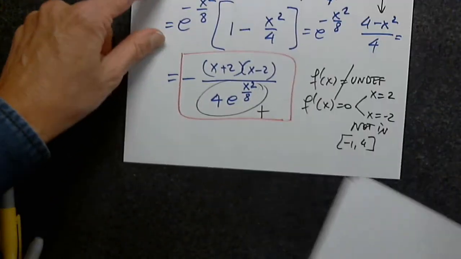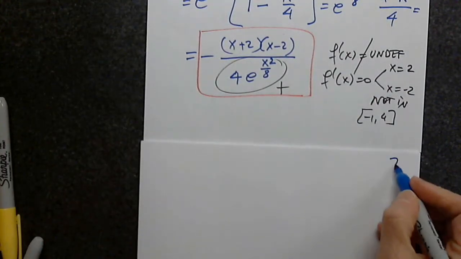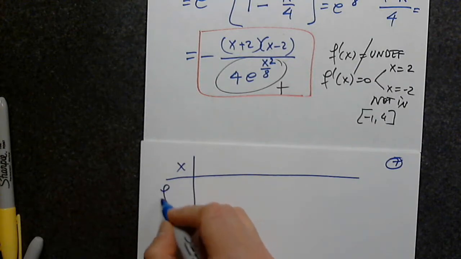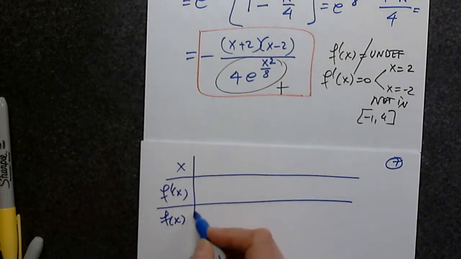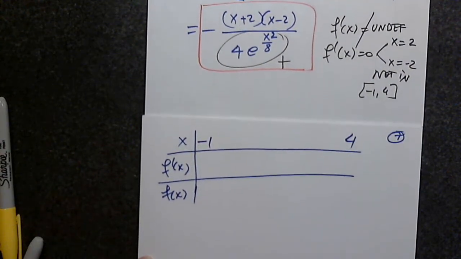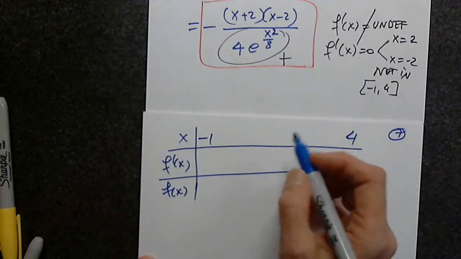So now I have to create a table: f prime, f of x from negative 1 to 4. This is how we study a function on a closed interval. And we only have positive 2.